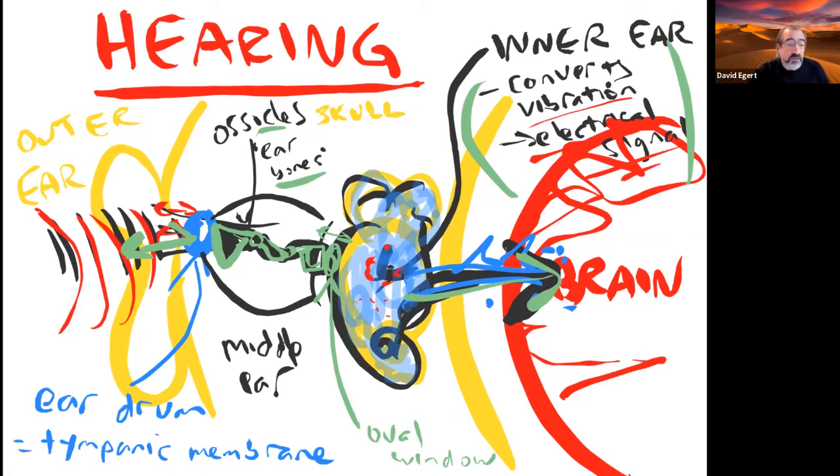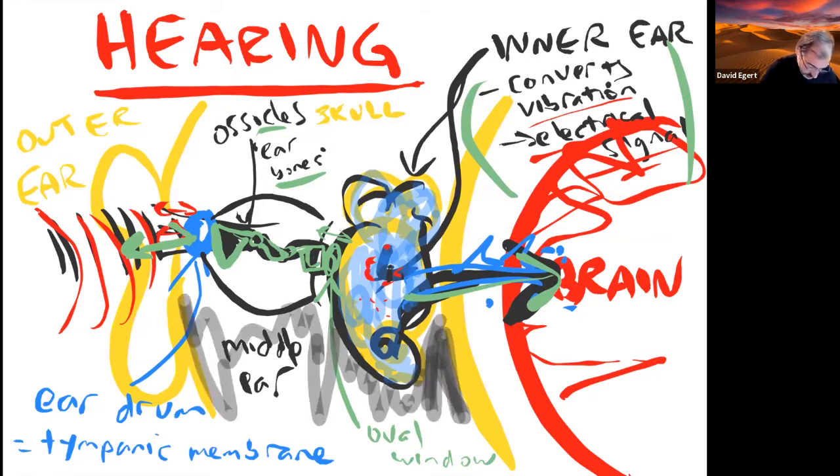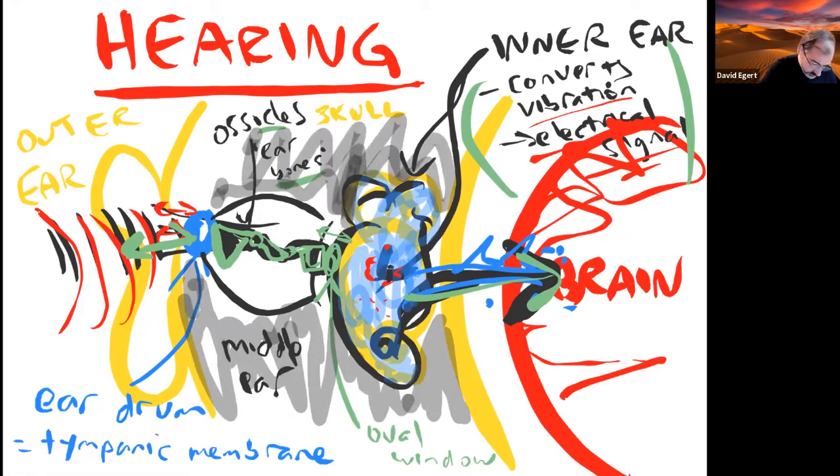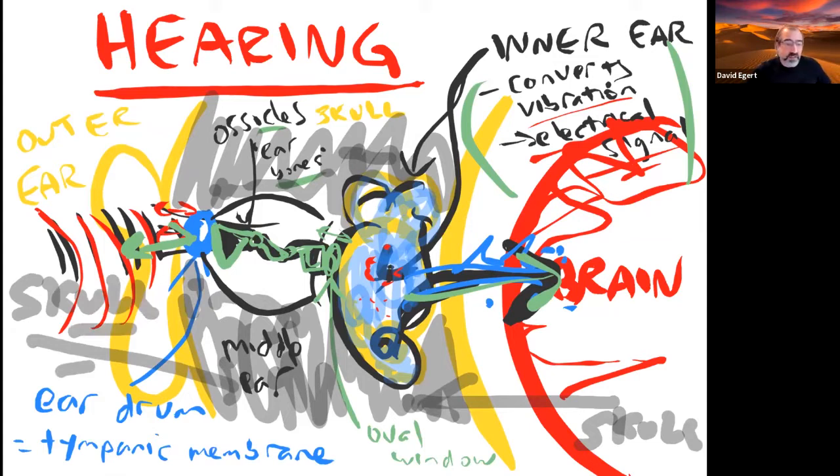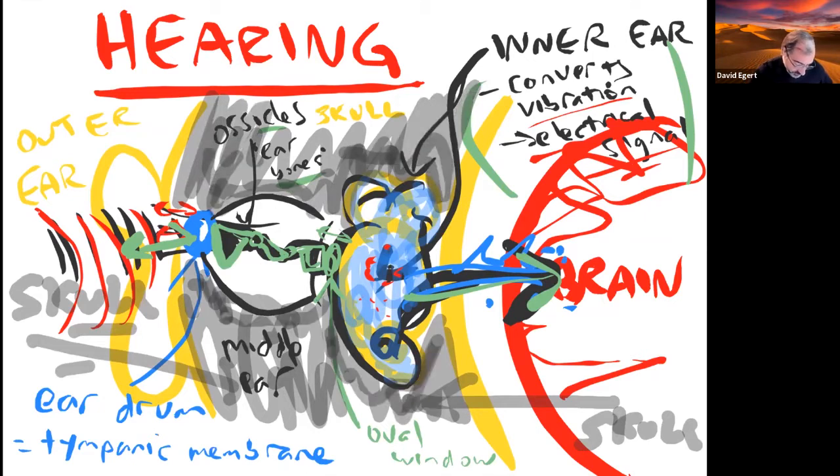The only other thing I need to include in this picture is the fact that this middle ear and inner ear are all located within the skull bones. They're all within the temporal bone of your skull. So let me do that now. Everything I've drawn here that is grayish is the skull. And this is going to be important in a few moments when we talk about the different kinds of deafness.